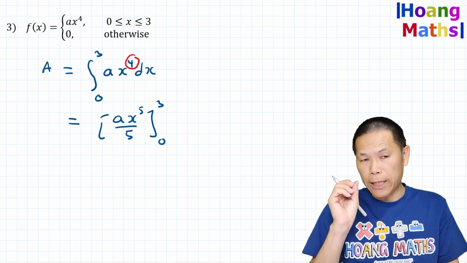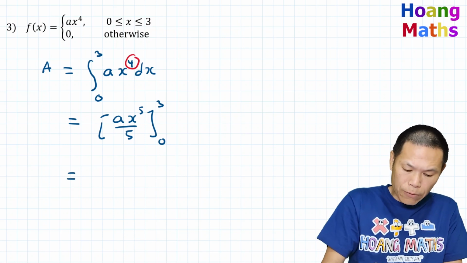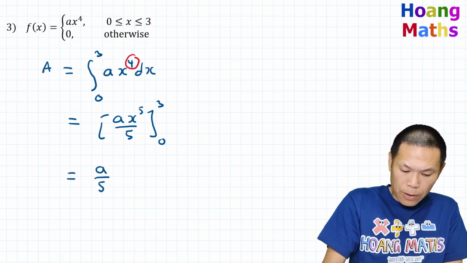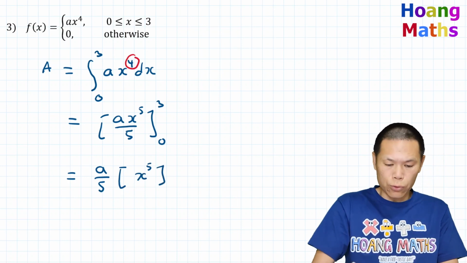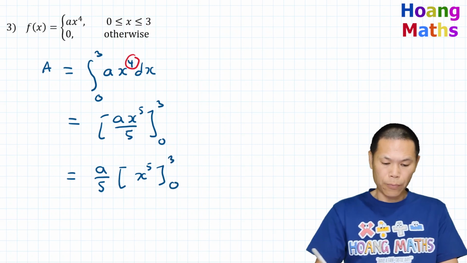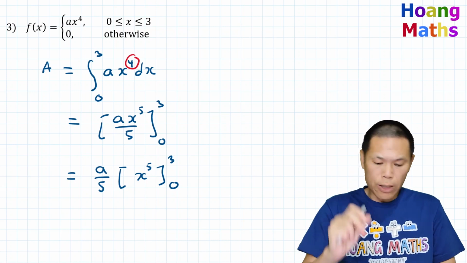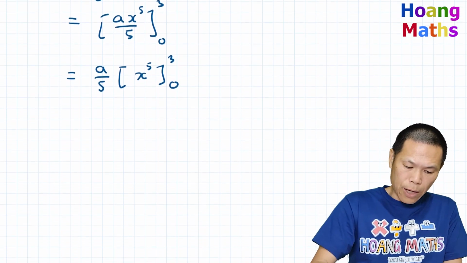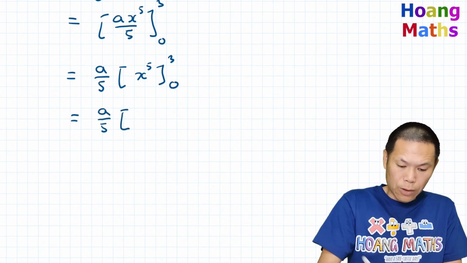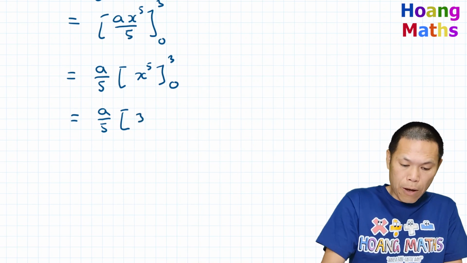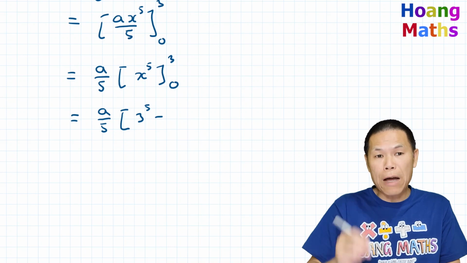What I do is take a over 5 out, so it makes it easier. That will give me x to the power 5, from 0 to 3. And then what happens next is we just evaluate from 0 to 3. So that is equal to a over 5 times 3 to the power 5, minus 0 to the power 5. And we know that 0 to the power 5 is 0.